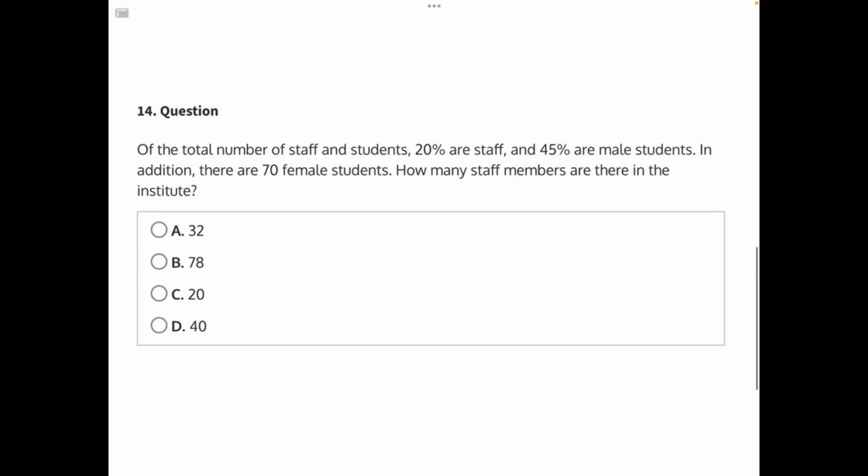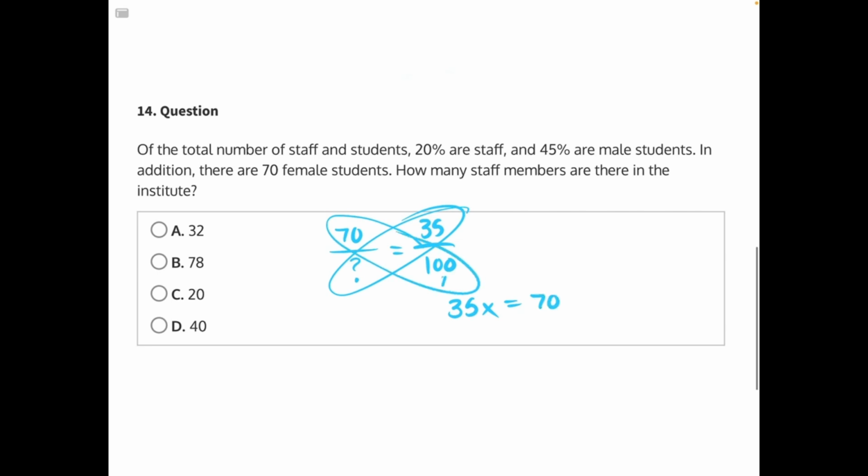So let's start by saying 70 female students out of an unknown total number of staff and students is equal to 35% out of 100. Here we can cross multiply. 35 times our mystery number, we can call that x, so 35x is equal to, the other side of the equation, 70 times 100. 70, add your 2 zeros from 100, 7,000, right? Then we use opposite operations. Divide both sides by 35.